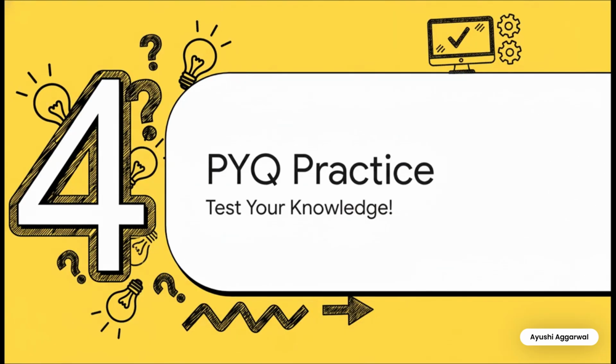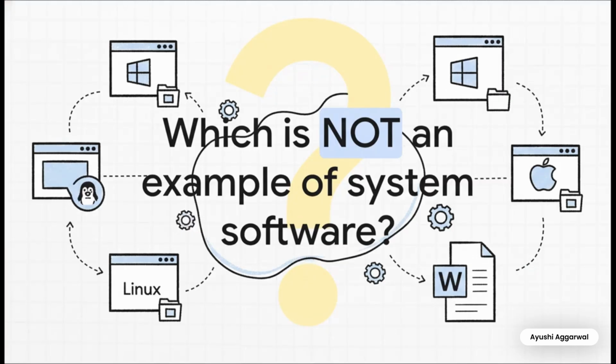All right, so the concept should be clear. Now it's time to put your knowledge to the test. Let's quickly solve a few previous year's questions, or PYQs. Get ready, let's do this. Here is the first question. Which of the following is not an example of system software? Your options are Microsoft Windows, Linux, Microsoft Word, or Mac OS.